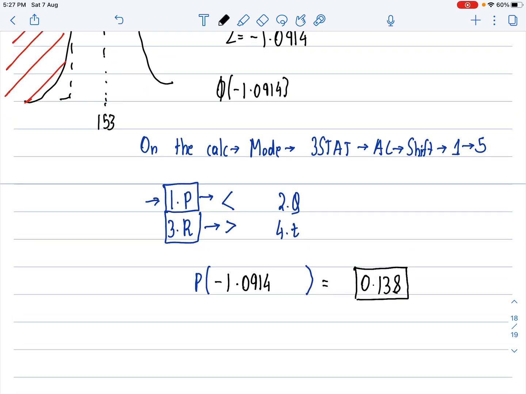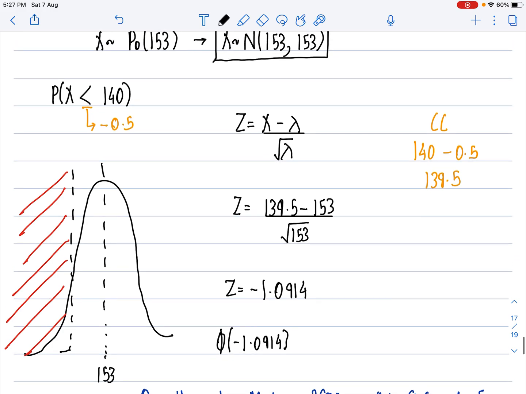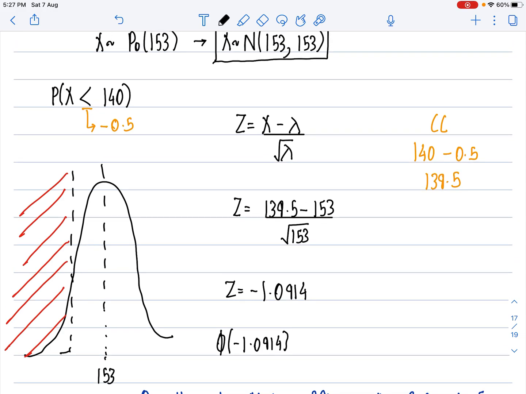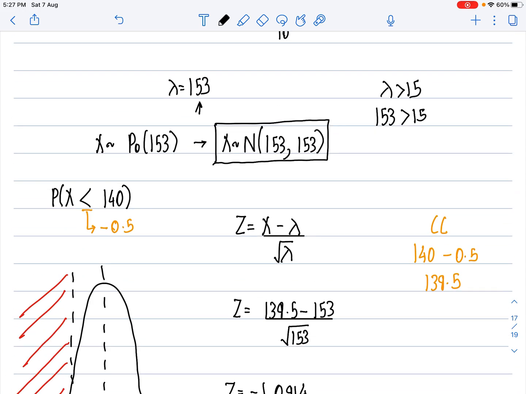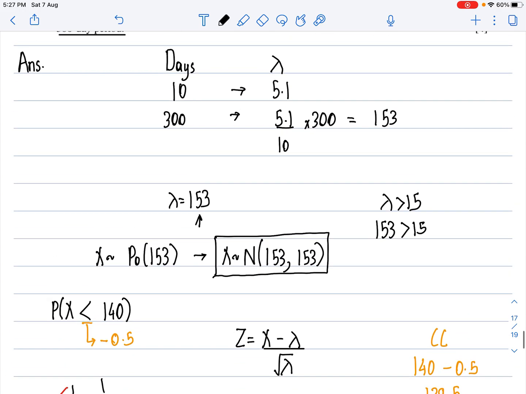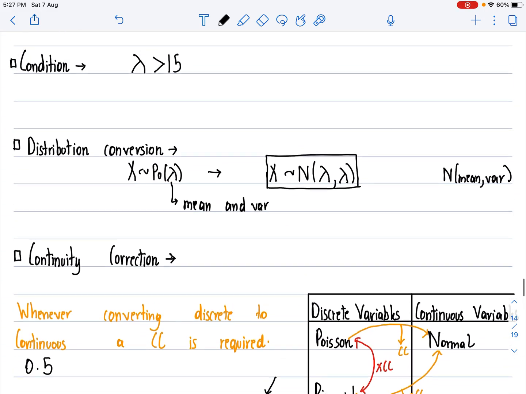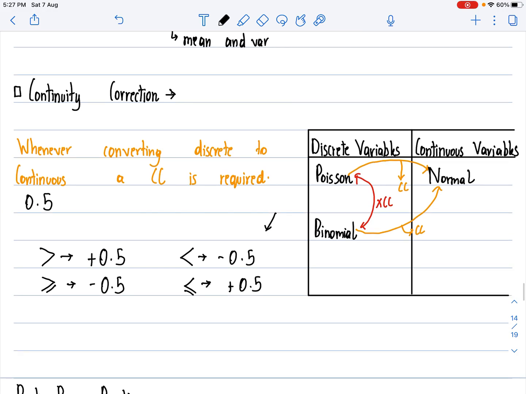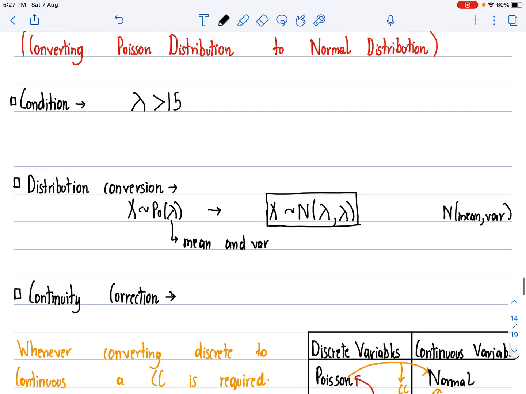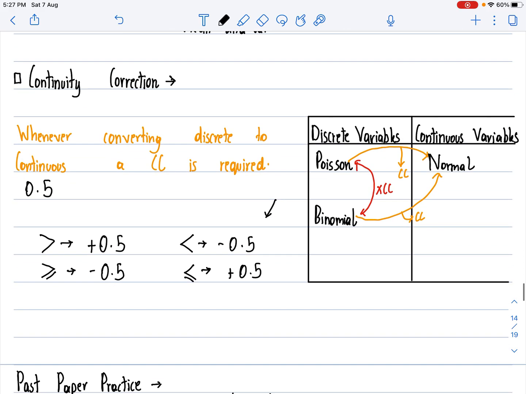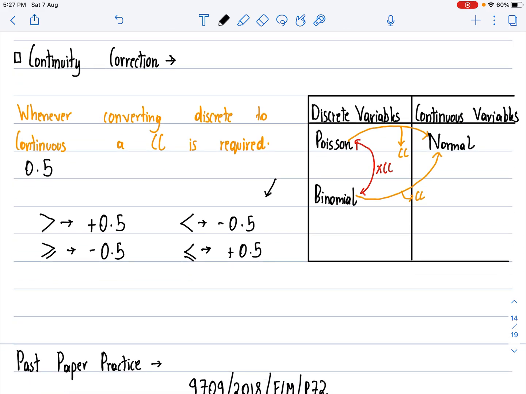This was quite simple. Okay, so I showed you two different cases, one with a less than sign, one with a more than sign. Correct? The more than sign we did previously in the previous example. Okay, so I hope you have understood the conditions. The most important thing is understanding the conditions, understanding the continuity correction, and remembering that you need to use a continuity correction while converting from Poisson to normal. Okay? When you're converting from Poisson to binomial, you don't need the continuity correction. Okay, you need to know that because it's within the discrete variables.